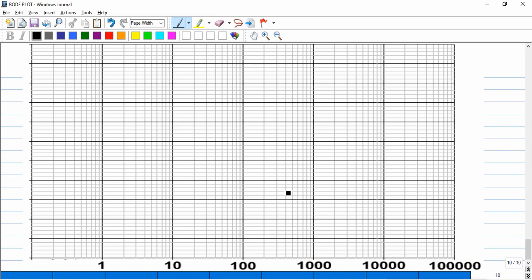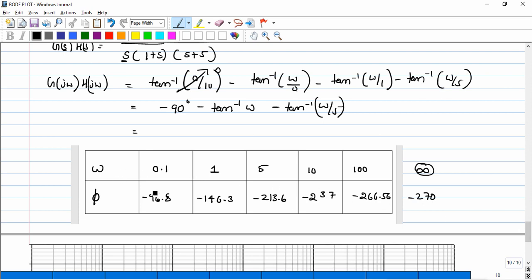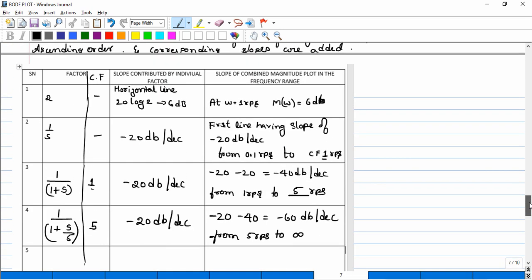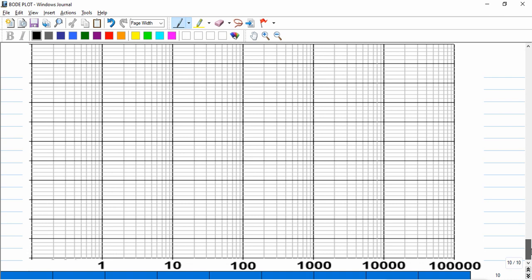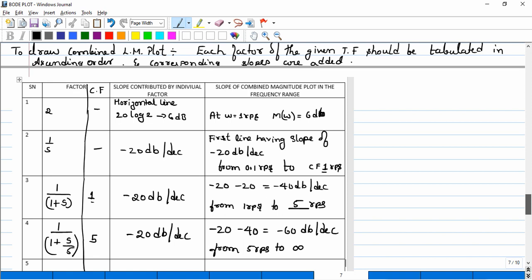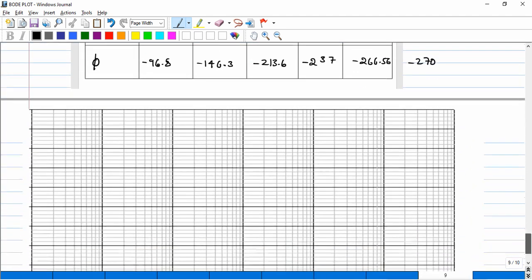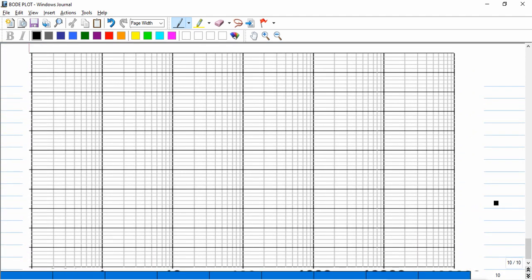Students, by using these two values, so this is the phase angle plot and this particular table is the magnitude plot. By using these two tables, we need to draw the Bode plot. So first I will show you how to draw the magnitude plot. So here for the magnitude plot, the reference line will be 0 dB. Okay, so let me represent that.